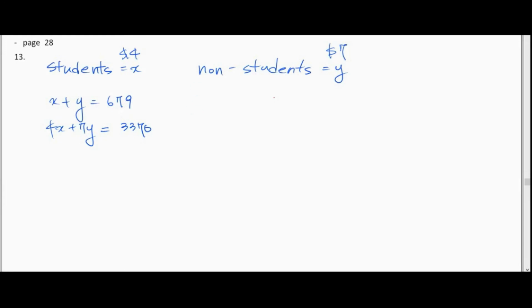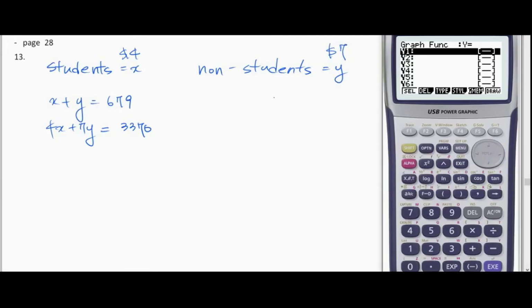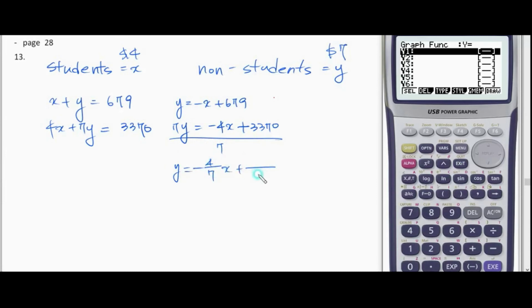But before doing that, we should change it to y equals form. Y equals negative x plus 679. 7y equals negative 4x plus 3,370, dividing by the coefficient, y equals negative 4 over 7 x plus 3,370 over 7. Let's just write this down.